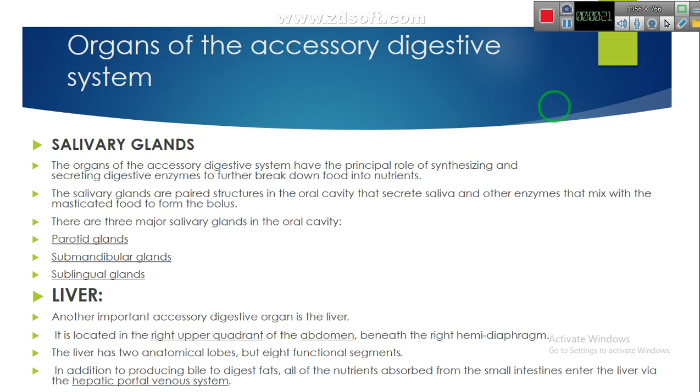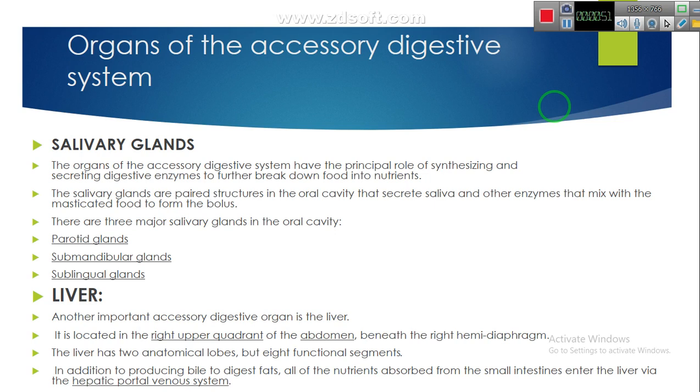The accessory digestive system consists of the salivary glands, and these are organs of the accessory digestive system which help to synthesize and secrete the digestive enzymes to further break down the food into nutrients through chemical digestion. The salivary glands are paired structures in the oral cavity, and they secrete saliva and other enzymes that mix with the masticated or chewed food to form the bolus.